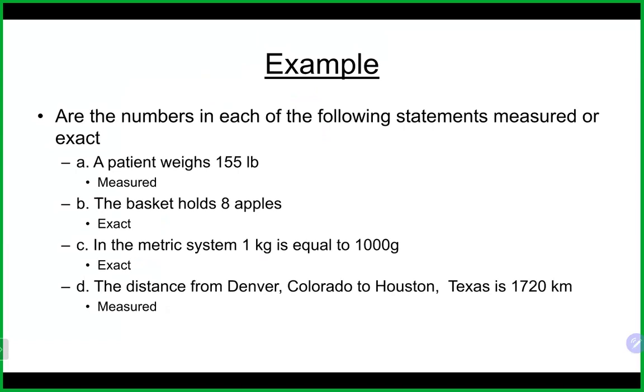So we talked a little bit about measured numbers, which are basically measurements, and exact numbers. Obviously, if you weighed a patient, that would be some type of measured number. If you had a basket that had 8 apples, that would be a counted number, or an exact number. 1 kilogram equals 1,000 grams is a metric to metric conversion, so that's going to fall under the exact numbers. And here, the distance would be something that is measured, in terms of how far it is.